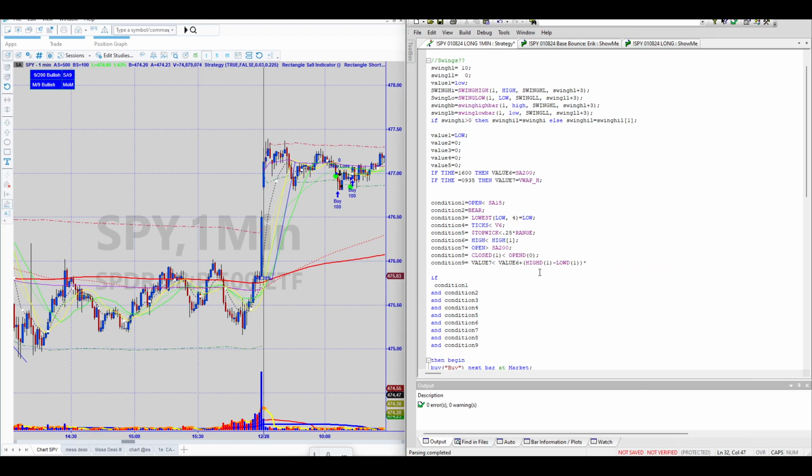Okay, and then multiply that. We'll say that it doesn't have to be that full range because that would be a lot, but we'll say that it shouldn't be more than 50% of that. So it should be less than that. Let's see, value 7 should be less than value 6 plus 50% of that range. 50% of that prior day's range. Let's try that.